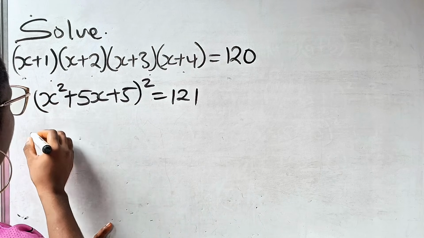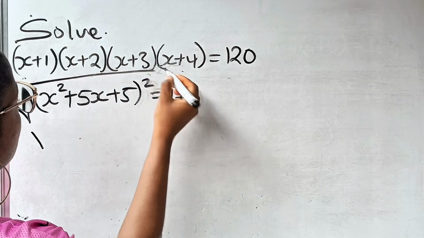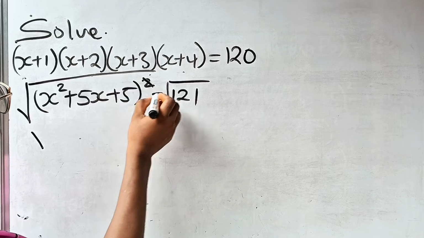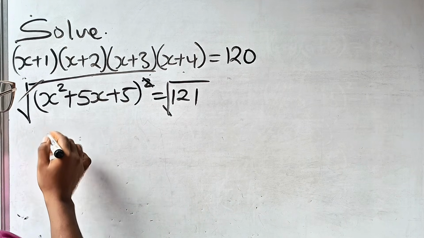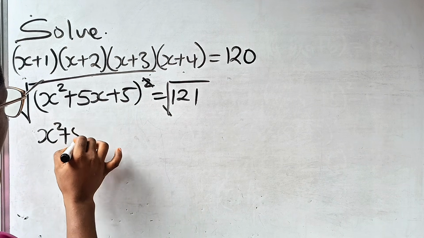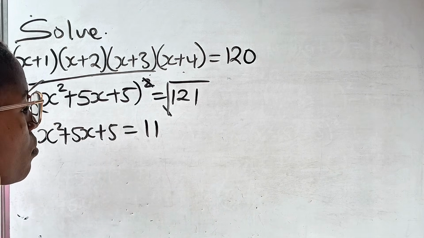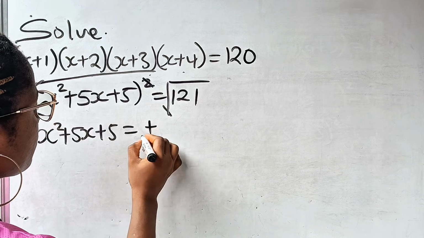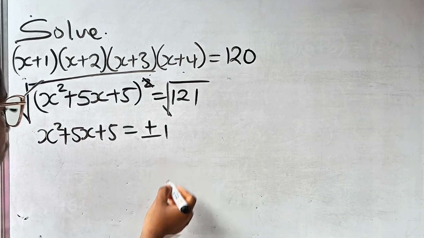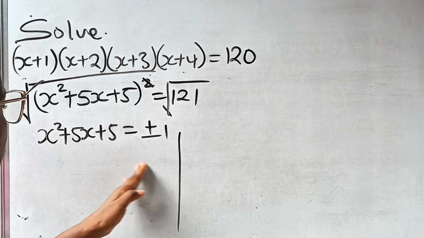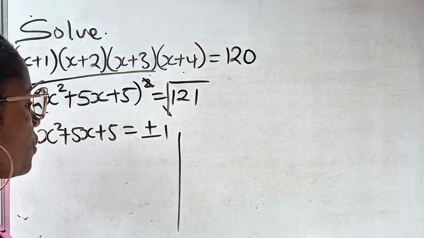Let's take the square root of both sides. So this will remove this. We are left with x squared plus 5x plus 5 is equal to plus or minus 11. Therefore, we have two quadratic equations to work on.